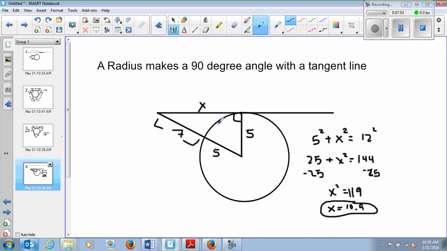Okay, so remember, tangent lines create a right angle with a radius, which would then create a right triangle if I drew in the other parts.